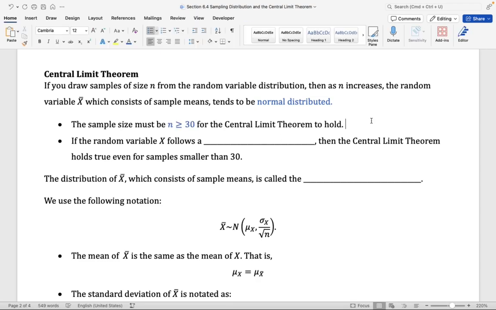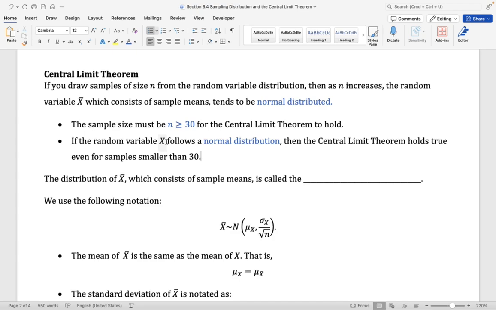If it helps, go ahead and write it in words. You can say the sample size has to be 30 or more. If the sample size is 30 or more, then the central limit theorem holds. Now, if the random variable x follows a normal distribution, then the central limit theorem holds true even for samples smaller than 30.